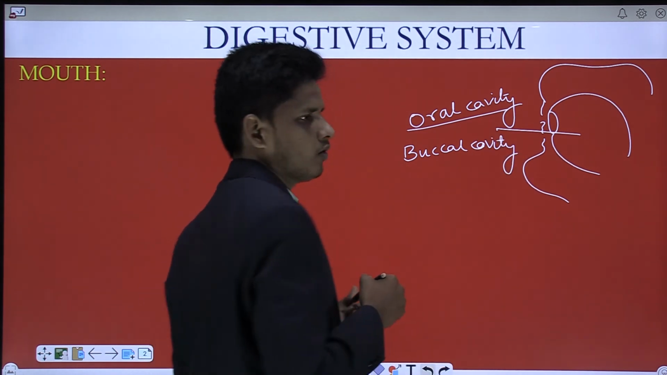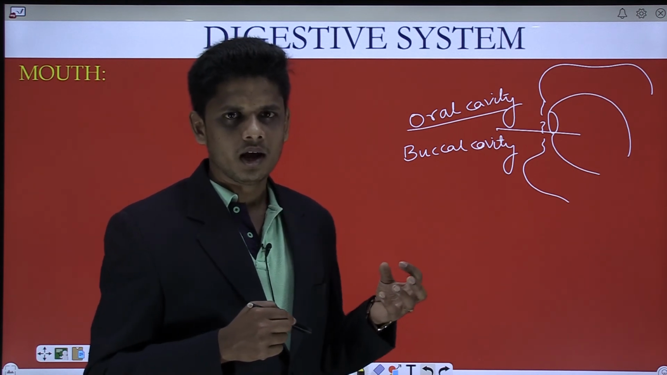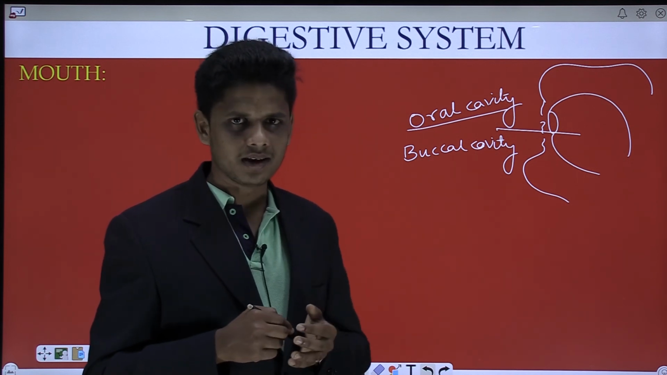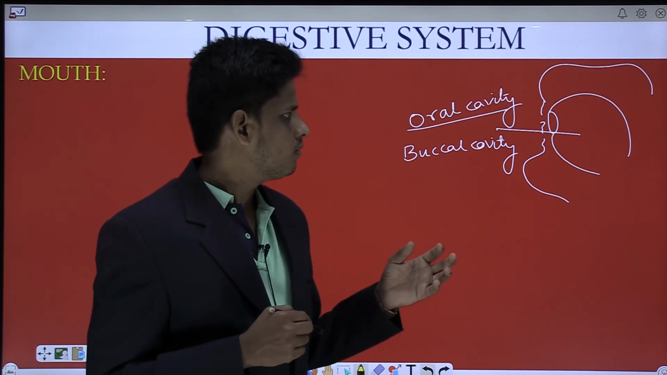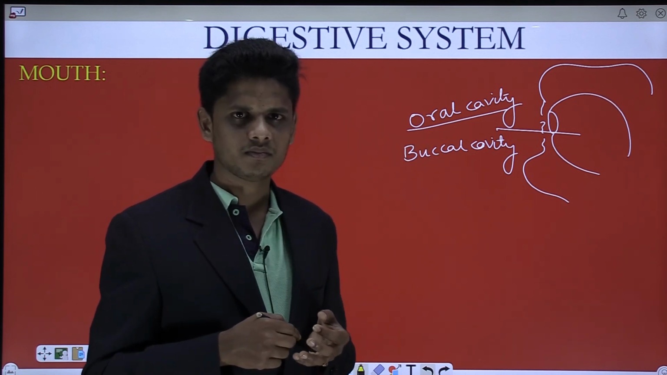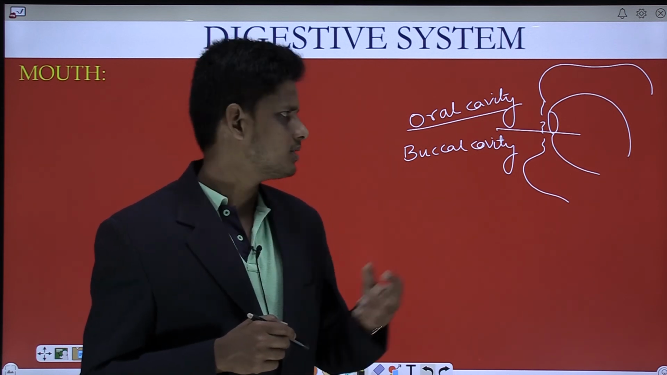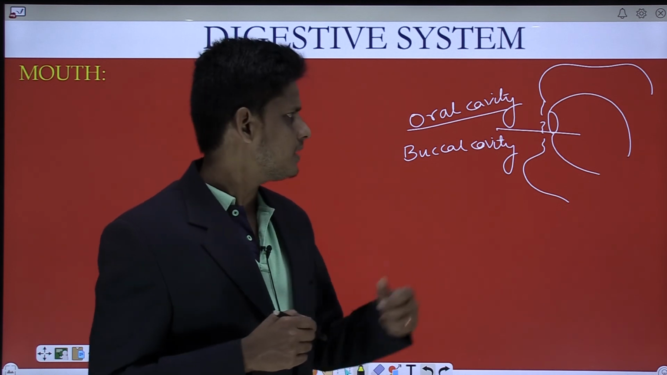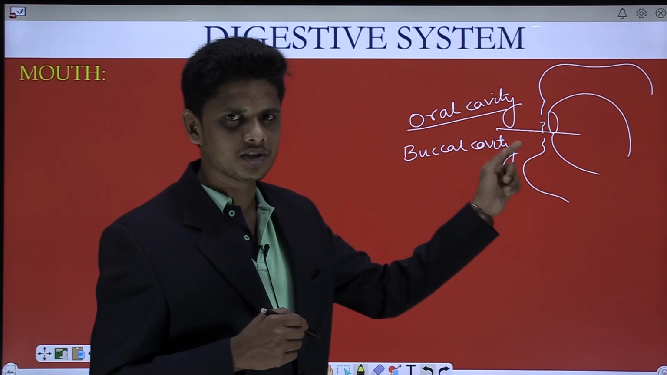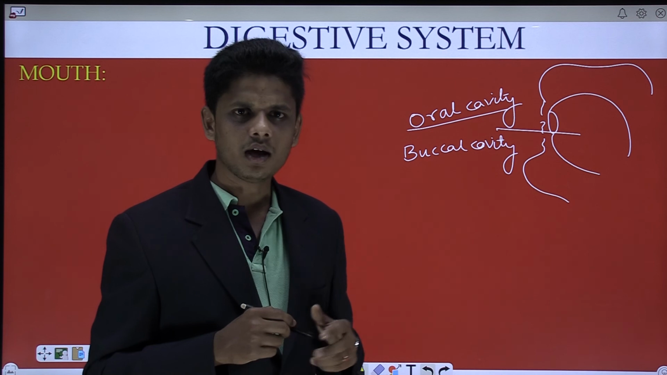And you all know that human digestion starts from the mouth of the body, and it ends with the anus. So we will discuss the parts of the human digestive system. The first part involved in human digestion is the mouth, and hence the mouth is the first organ of the digestive system. The cavity present inside the mouth is called the oral cavity or the buccal cavity.